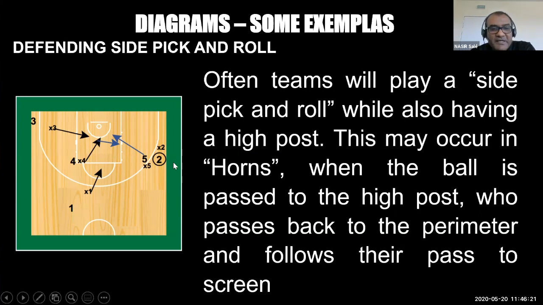This is a situation if we close the X5 on the 2, the 5 comes to screen on the side, and the 2 is closed toward the sideline, because you don't give the space for the 2 to go to the basket.